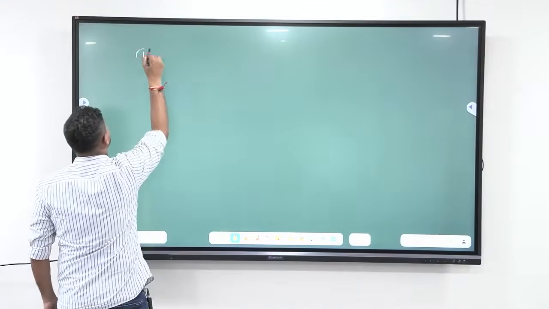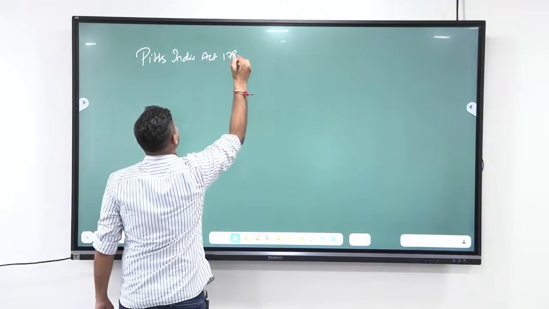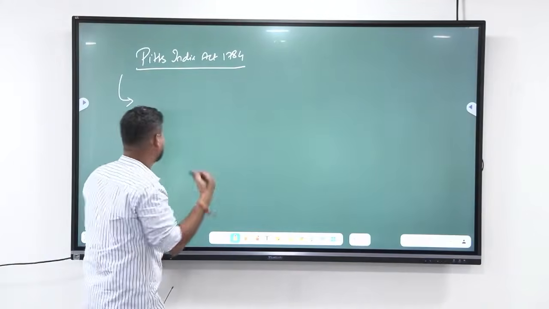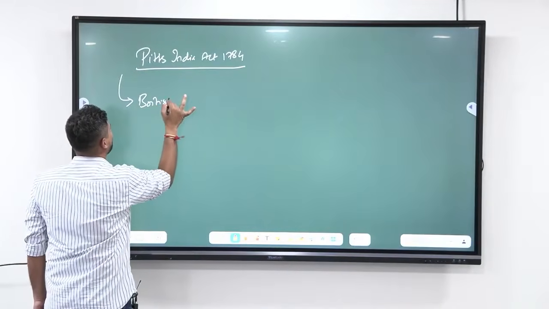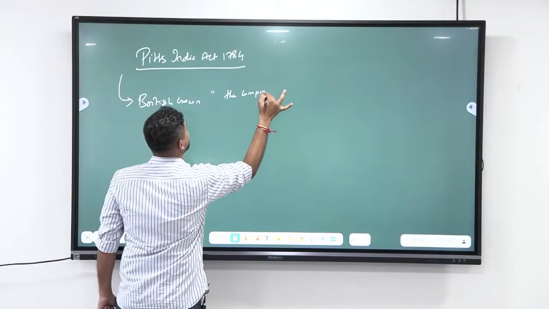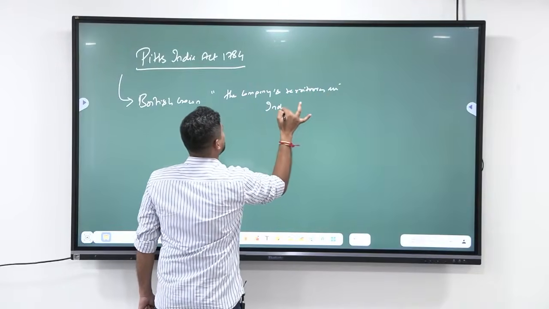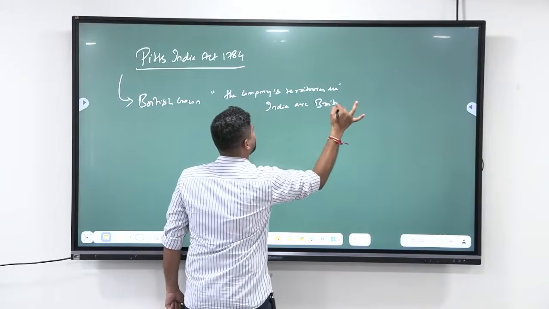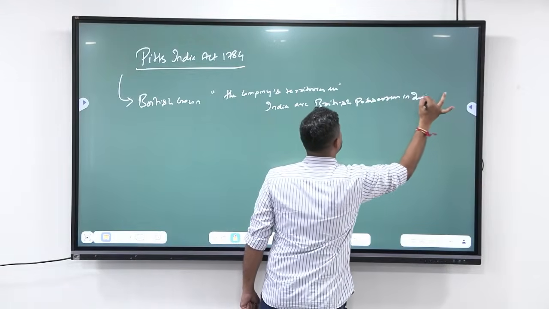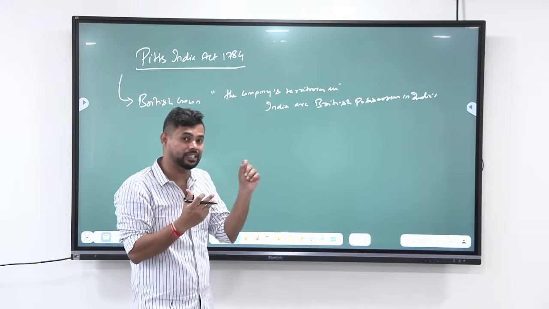The next act is Pitt's India Act 1784. Now see, the British Crown will now say that the company's territories in India are British possessions in India. What this sentence means is that the British Crown is trying to assert more and more control over the Indian territories managed by the East India Company.